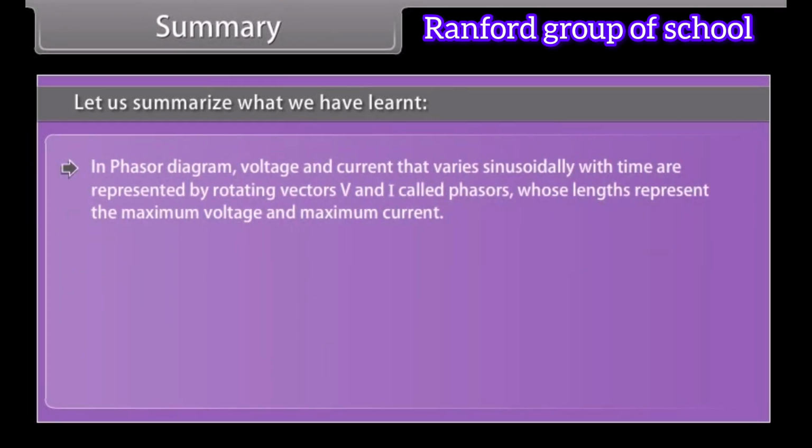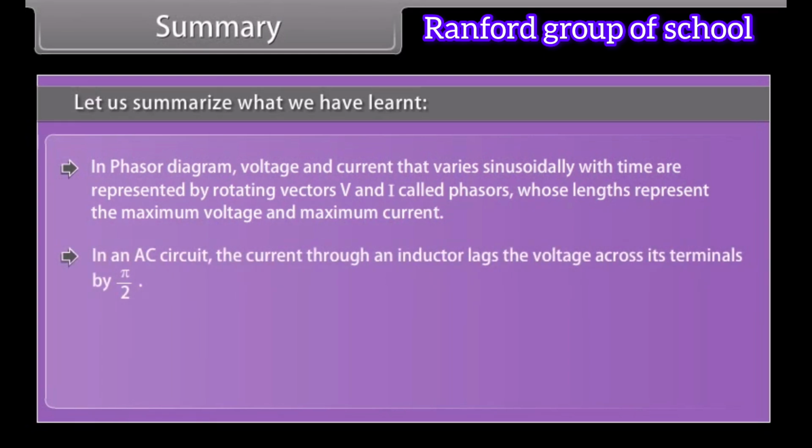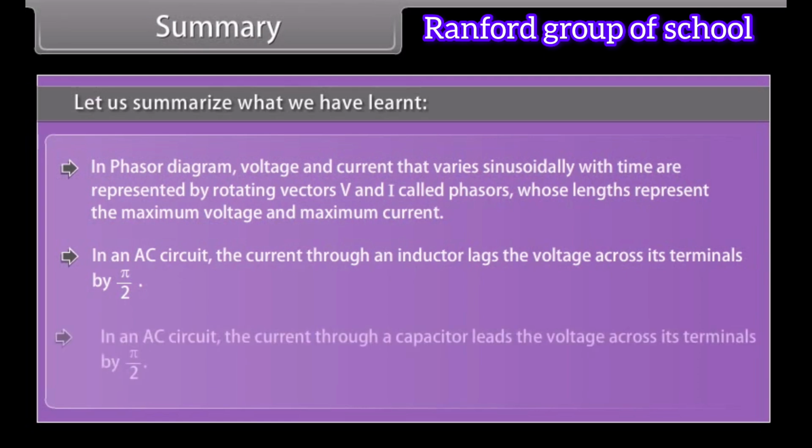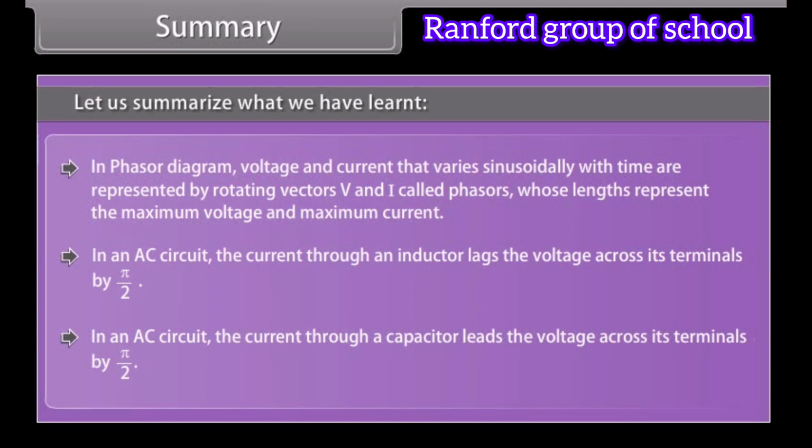In a phasor diagram, voltage and current that vary sinusoidally with time are represented by rotating vectors V and I, called phasors, whose lengths represent the maximum voltage and maximum current. In an AC circuit, the current through an inductor lags the voltage across its terminals by π/2. In an AC circuit, the current through a capacitor leads the voltage across its terminals by π/2.